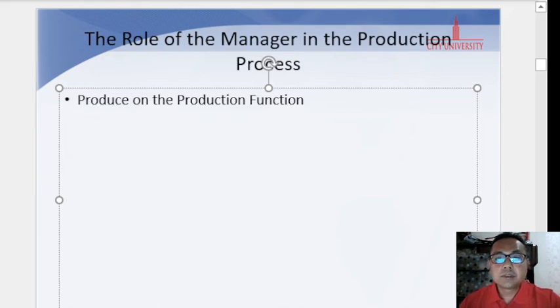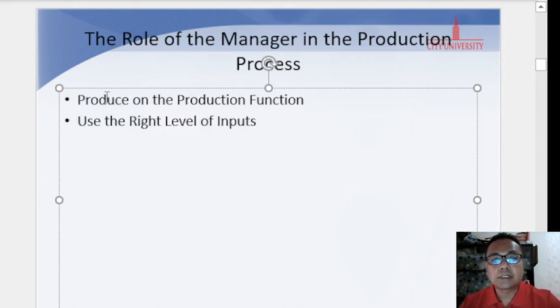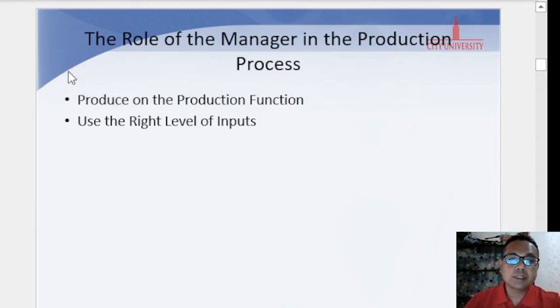Okay, and then the second role in production. In the production process, as a manager, we must clearly use the right level of input. As we discussed from the previous slide, if we put in so many inputs, output becomes negative. So the second role of the manager is to ensure that the firm operates at the right point on the production function. For a restaurant manager, for example, this means hiring the correct number of servers. Let's see how this may be accomplished.